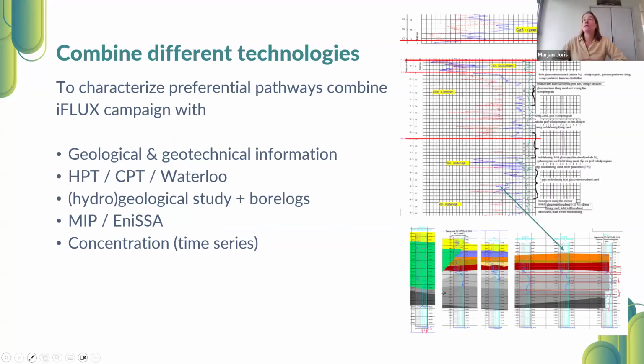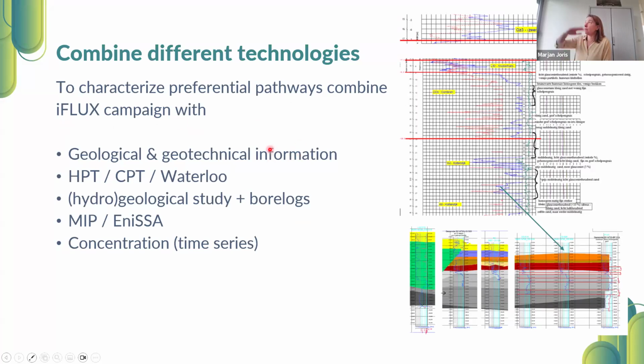It's not all about flux. It's also very important that you combine the available data of different technologies to better understand how groundwater and contamination are spreading, for example. To characterize preferential pathways, we often combine an iFlux campaign with geological and geotechnical information with HPT, CPT, or Waterloo measurements, the hydrogeological studies, and of course, all bore logs that are available at the location where you're measuring.